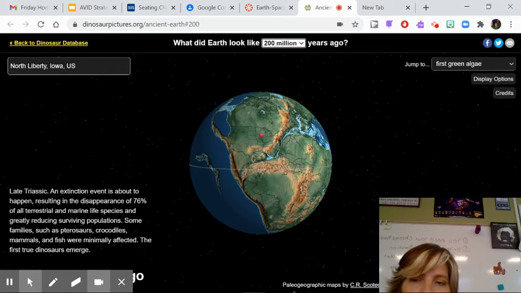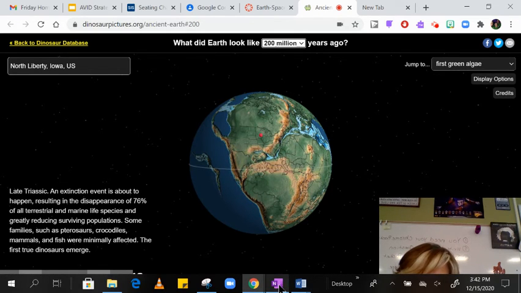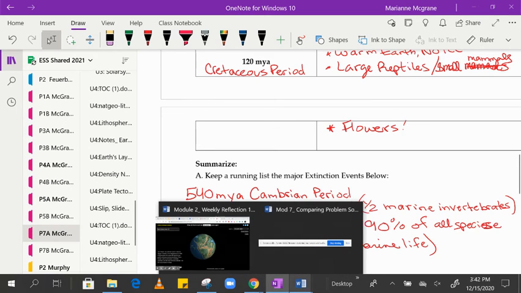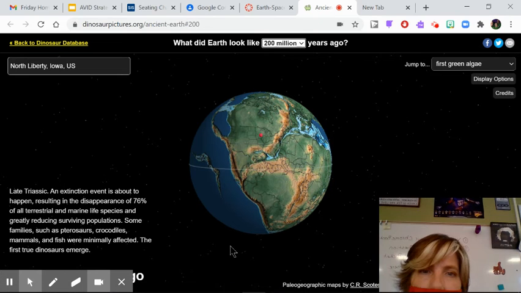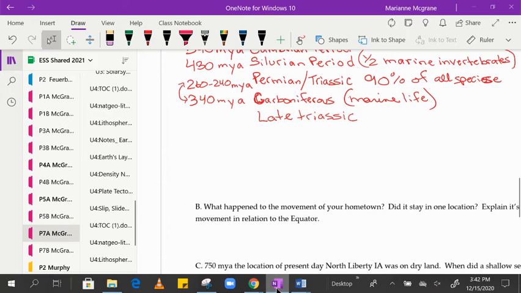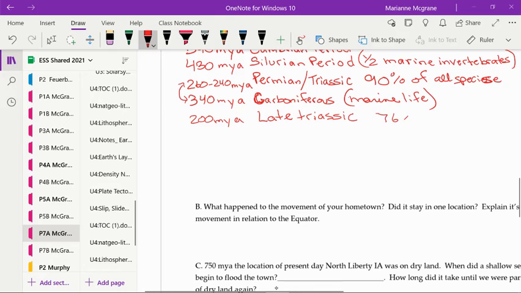All right, so let's go ahead and write that down. Late Triassic, and I'm so sorry, I don't remember the date, 200 million years ago. And it was 76% of species on the planet.